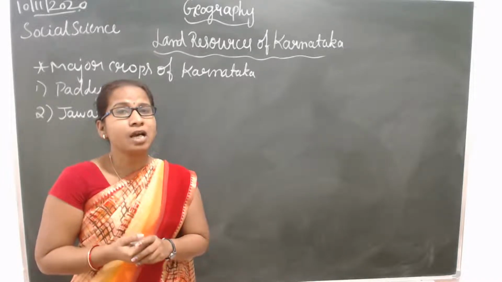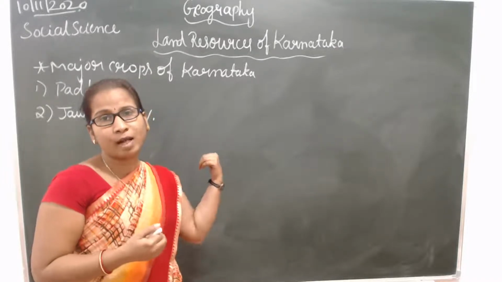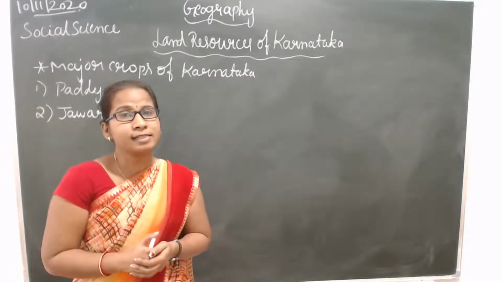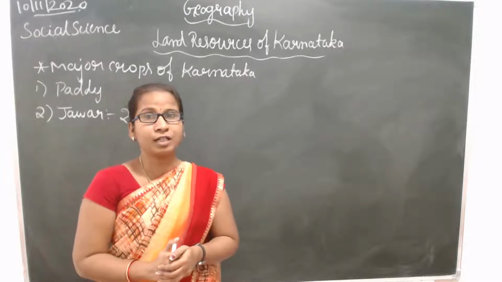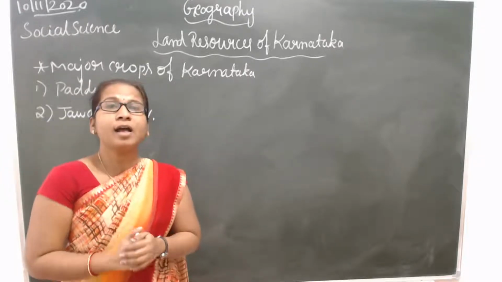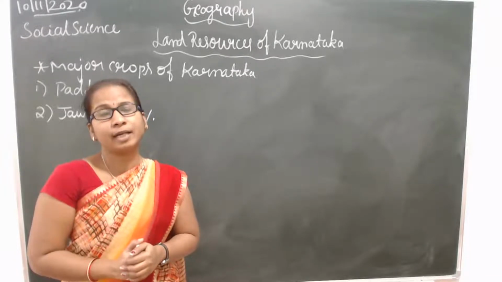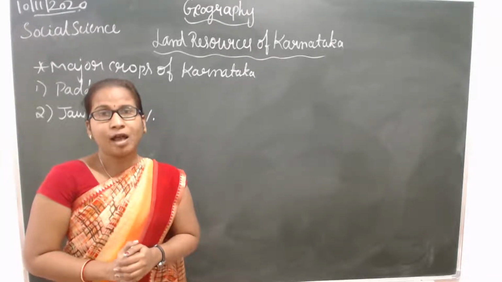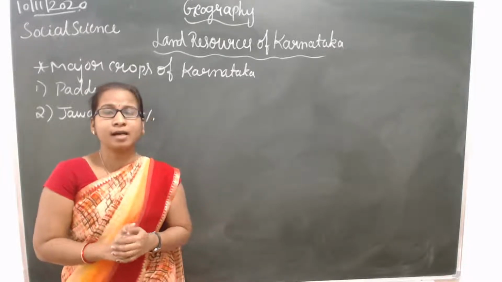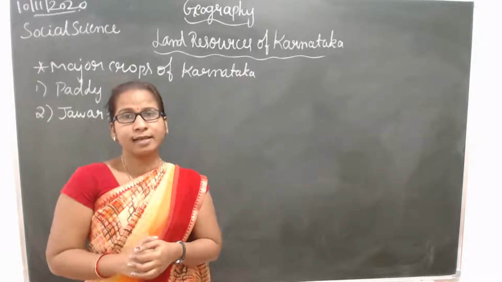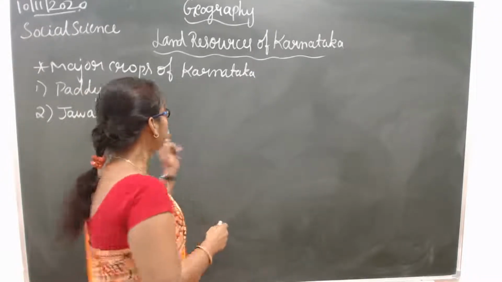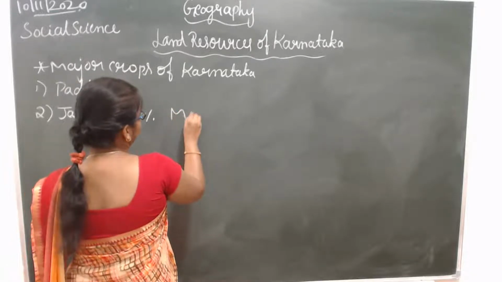Now the next one is jawar. How much land area does jawar occupy? Of the land area available for cultivation, 26% is occupied by jawar. First is Maharashtra. Soon after Maharashtra, Karnataka takes second rank in the production of jawar. So here, first is Maharashtra.